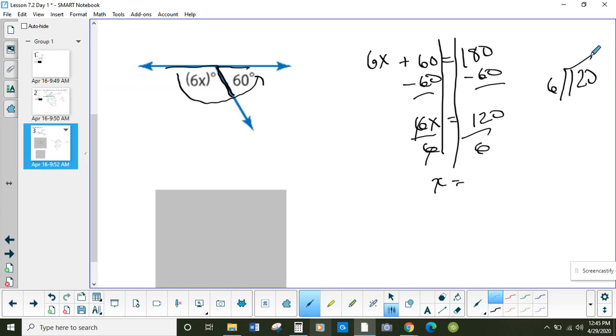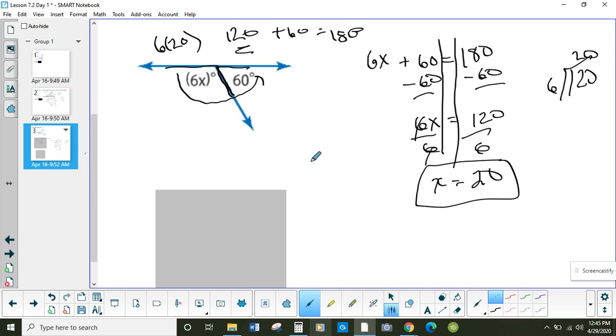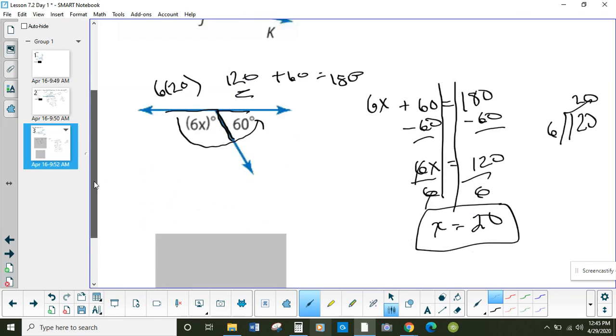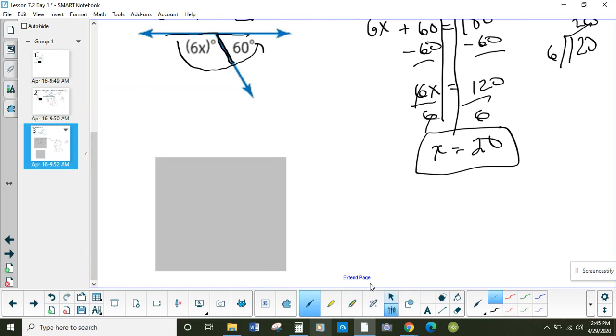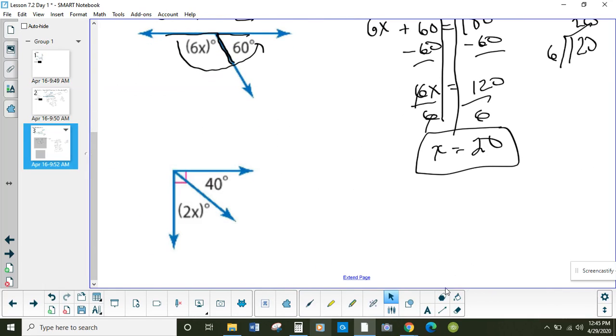Yep, you can grab a calculator, and yep, I know some of you know that's 20 off the top of your head, that's fine. So we should get 20. Now, let me just check real quick. If it's 20, 6 times 20 should be 6 times 2 is 12 with a 0, so it should be 120. 120 and 60 should add up to 180 if I did it right. And they do, but make sure you don't put 120 as the answer. Our directions were to find x, right? Wasn't that our directions up here? Find x.